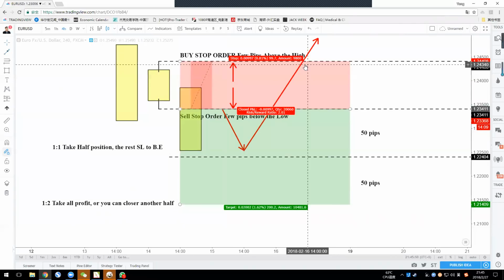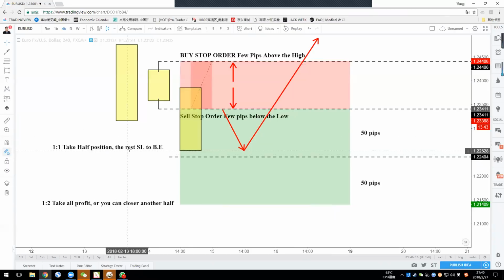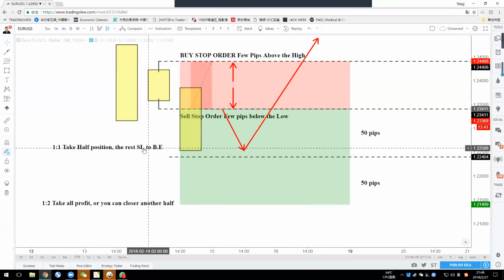If you are having a winning trade and you already catch a 1-to-1 risk reward ratio, don't miss it. Just take half of the money and move the stop loss to break even. Make sure you don't have any chance to lose money. That will be a sure win scenario. So these are very, very important rules for inside bar trading. All right? I hope you can understand.